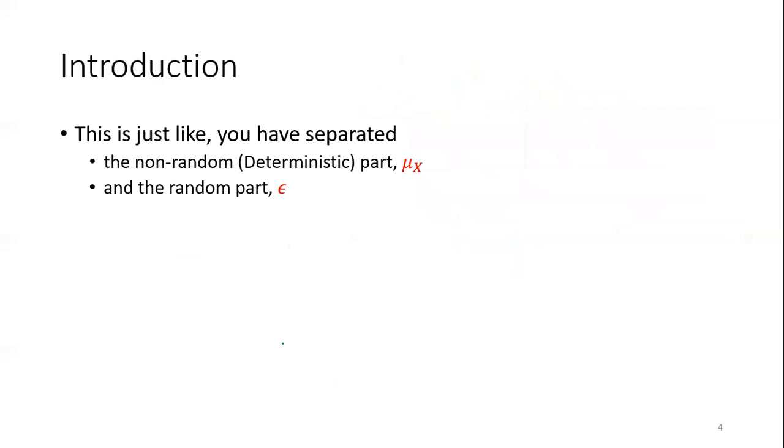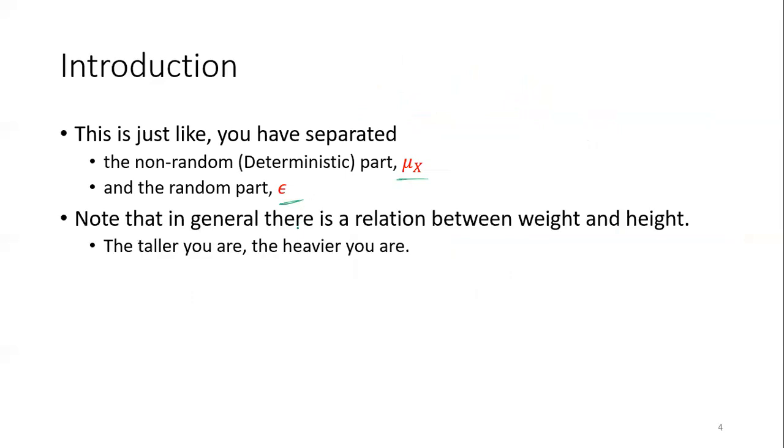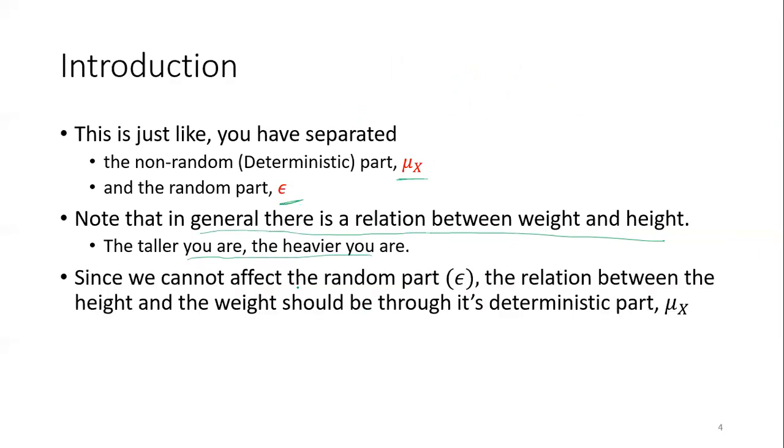So we just separated the deterministic part, which is the mu of x, and the random part, which is epsilon. As we said, in general, there is a relation between the height and the weight. The taller you are, the heavier you are. But we cannot affect the random part. Epsilon is a random variable, its mean is zero, it has a standard deviation, it scatters around the mean. So you cannot directly relate that random variable with something else.